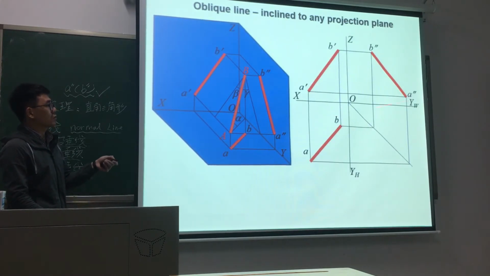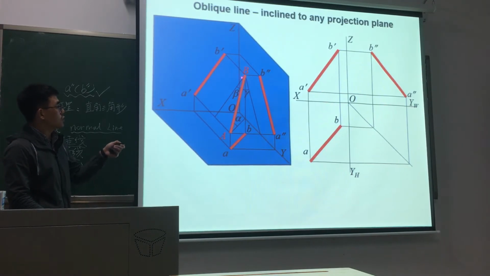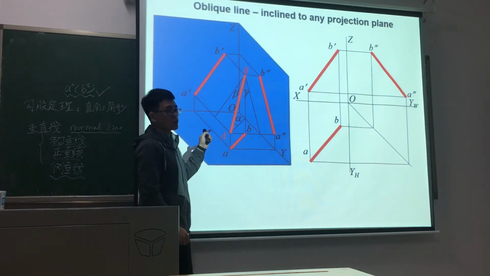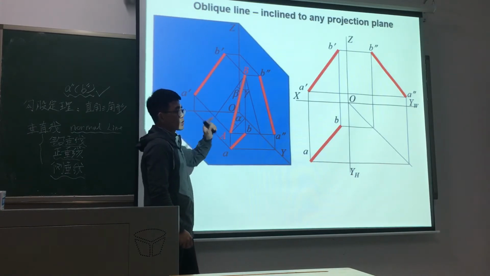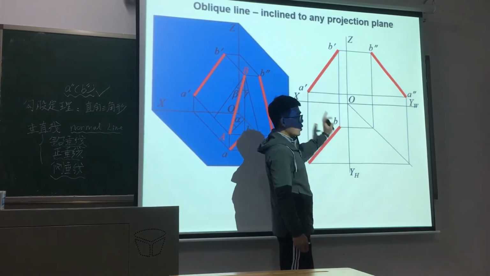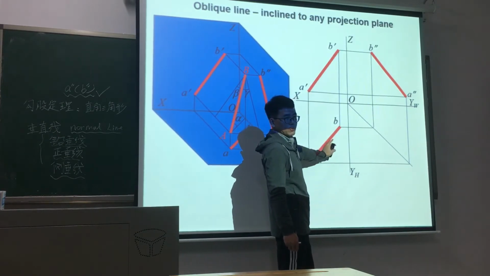So projection views like this. This line is not equal to this line. So the projection of the inclined line is shortened by the projection. It's not equal. In this view projection, there is no trueness, no true angle.